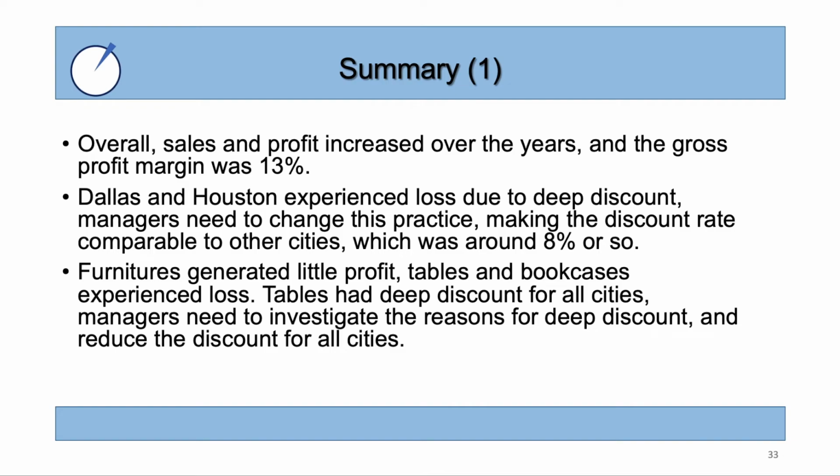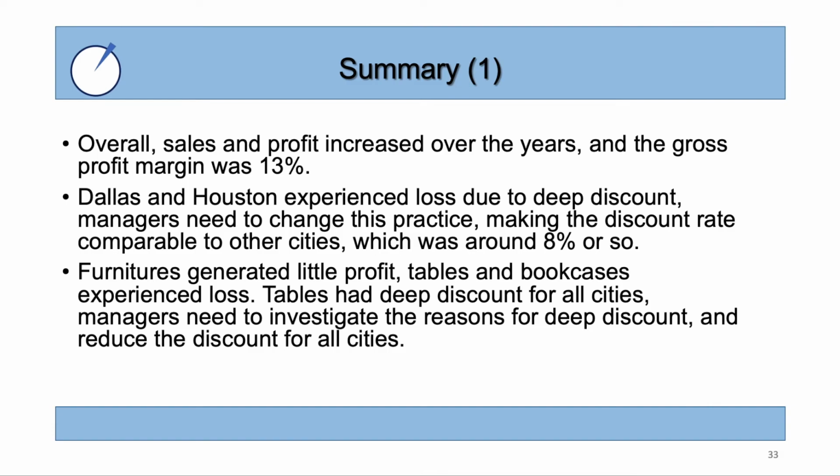I'm just going to do a quick summary of all of our points and recommendations here before we wrap up for the day. So overall, sales and profit increased over all 4 years and through quarters 1 through 4, and the gross profit margin was about 13%. Texas was the least profitable state because Dallas and Houston experienced losses due to deep discounts. Managers need to change this practice and make the discount rate comparable to that of other cities, which is around 8%.